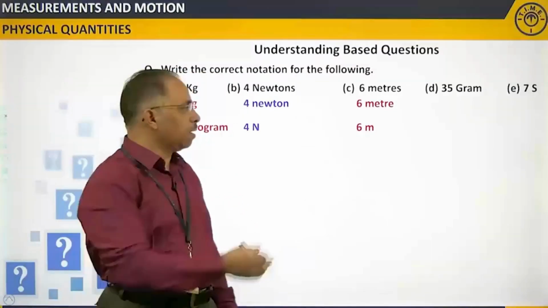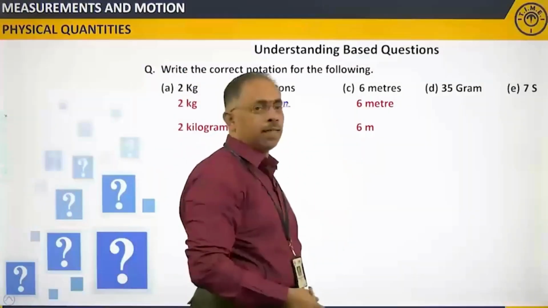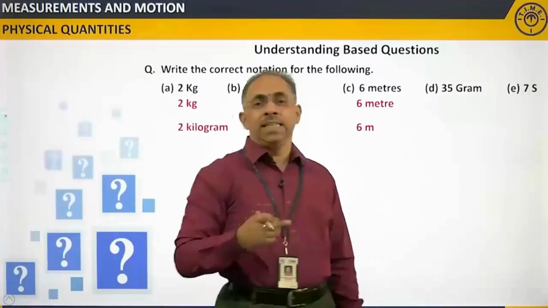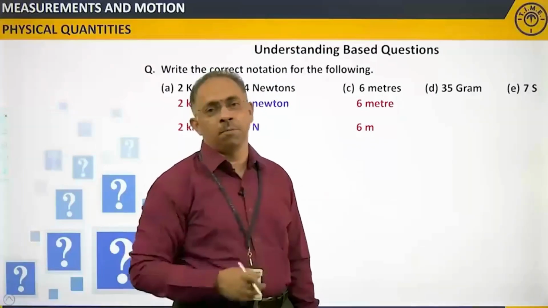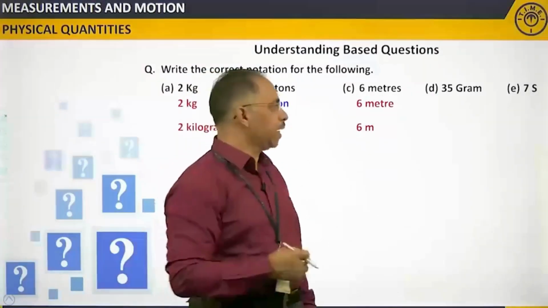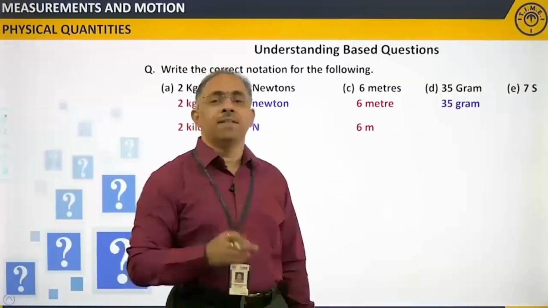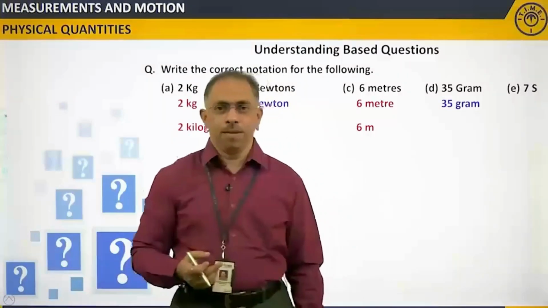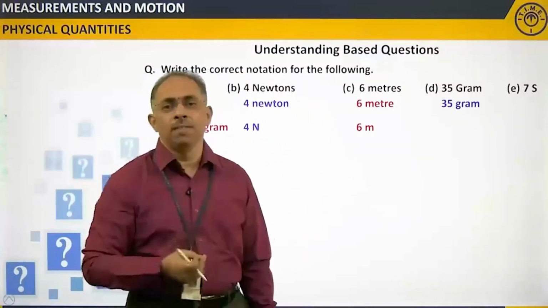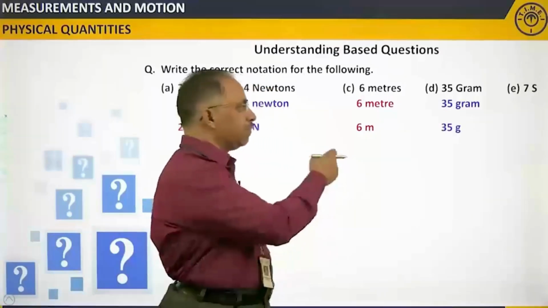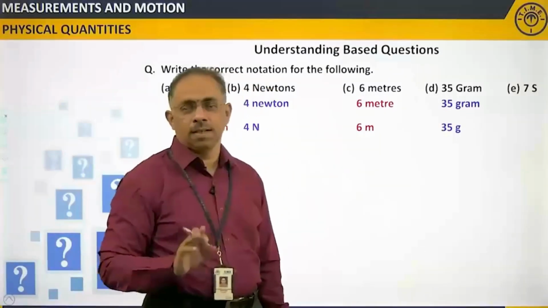Now, coming to the fourth one, 35 gram over here. So, gram, you see clearly over there, G is written in the uppercase. That is the problem over there. That's wrong. So, I should write 35 gram like this, or if I want to write only the symbol form, for gram it is not GM, it is g, that's it. So, 35g, that's it. Clear?